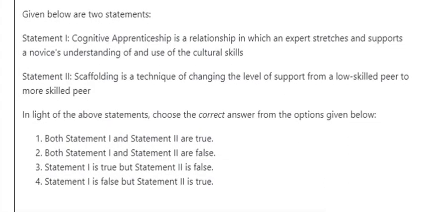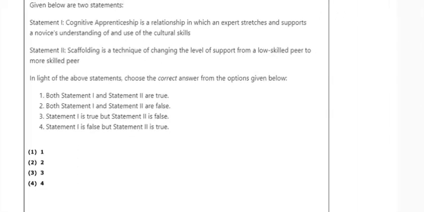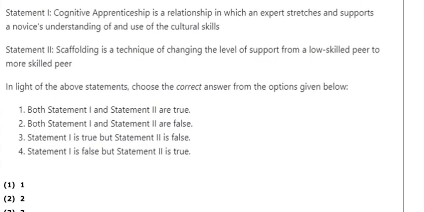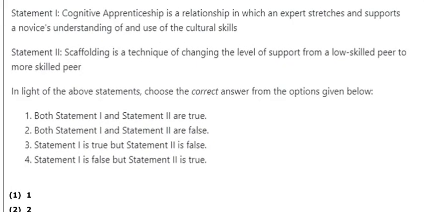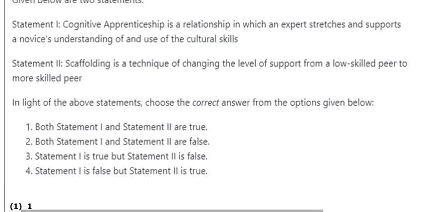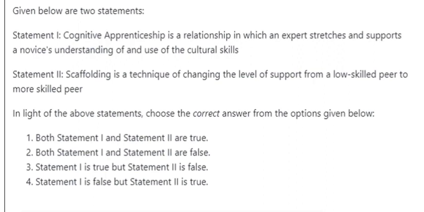Next, given below are two statements. Statement 1 says cognitive apprenticeship is a relationship in which an expert stretches and supports a novice's understanding of and use of the cultural skills. Statement 2 says scaffolding is a technique of changing the level of support from a low skill peer to more skilled peer. In light of the above statement, choose the correct answer from the options given below.